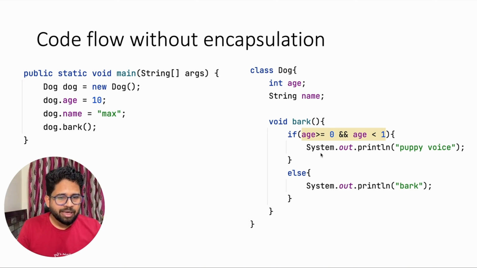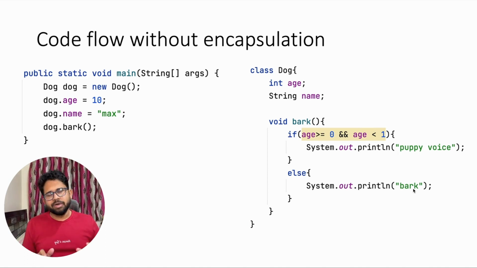Somebody can call this method bark. Whenever age is between 0 and 1, it will have a puppy voice. Otherwise, it will bark. A regular class. Now in the main method, somebody would instantiate the object, set the value of age, set the name as Max, and call bark. Now this will work fine. When the bark method is called, this bark would get printed and everything is good.